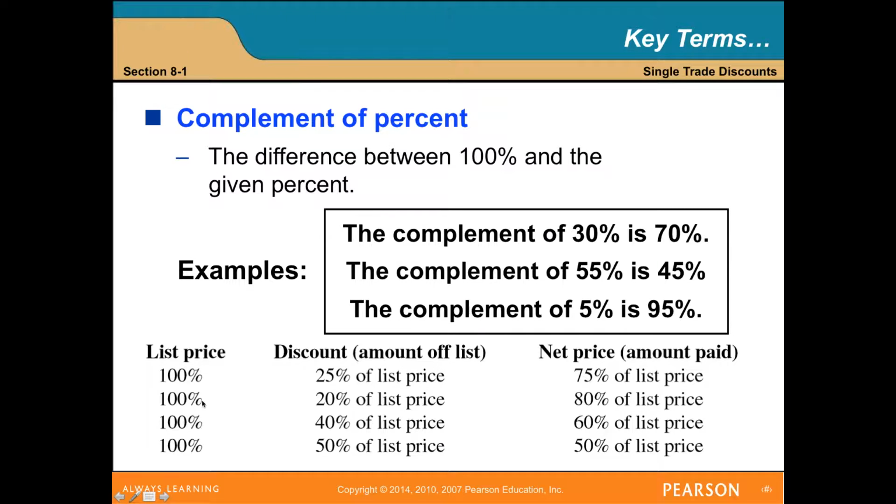So here we have list price listed as 100%, the discount or the amount off the list, and then the net price. So if the list price is 100%, discount is 25%, the net price or the amount paid is 75% of the list price.